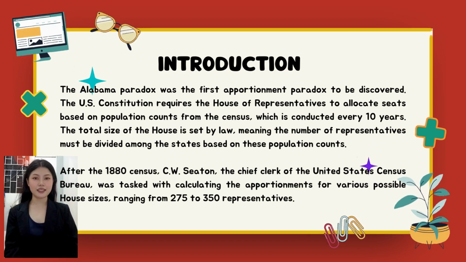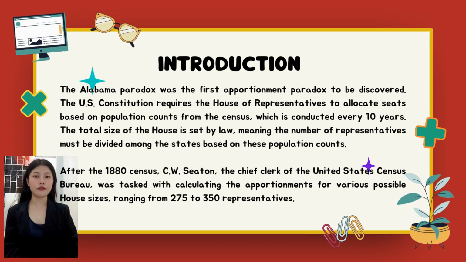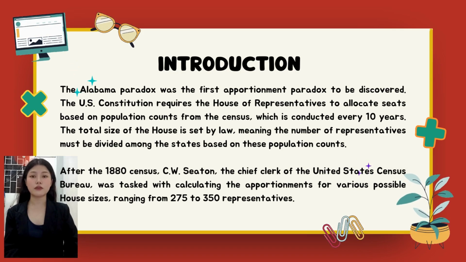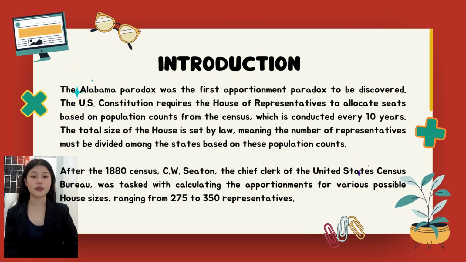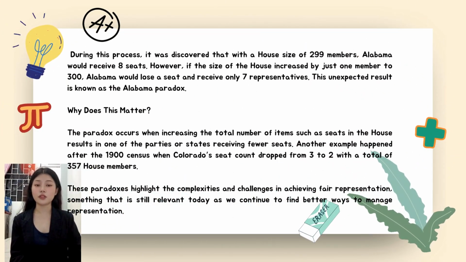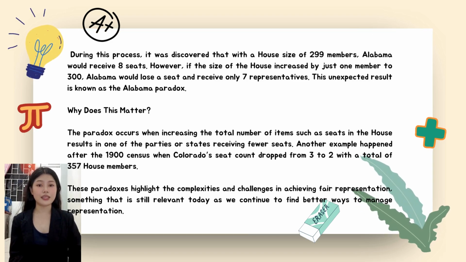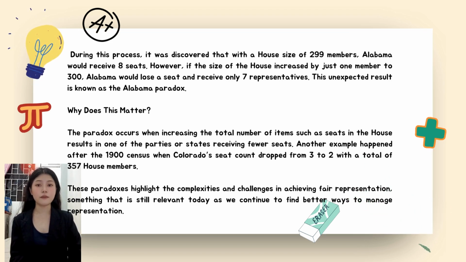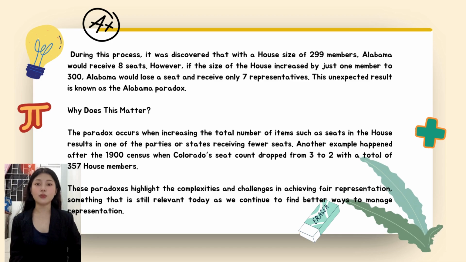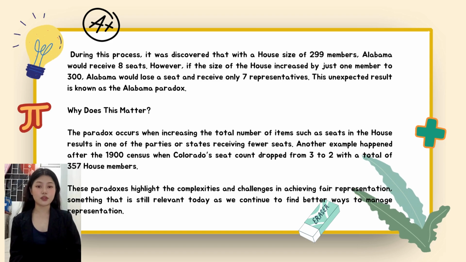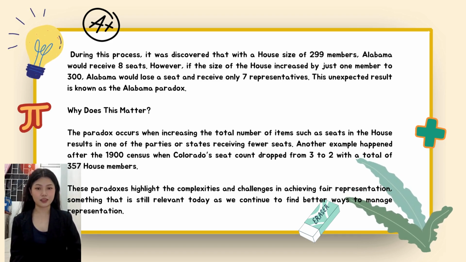After the 1880 census, Charles Seaton, the chief clerk of the United States Census Bureau, was tasked with calculating the apportionment for various possible house sizes, ranging from 275 to 350 representatives. During this process, it was discovered that with a house size of 299 members, Alabama would receive 8 seats. However, if the size of the House increased by just one member to 300, Alabama would lose a seat and receive only 7 representatives. This unexpected result is known as the Alabama paradox.